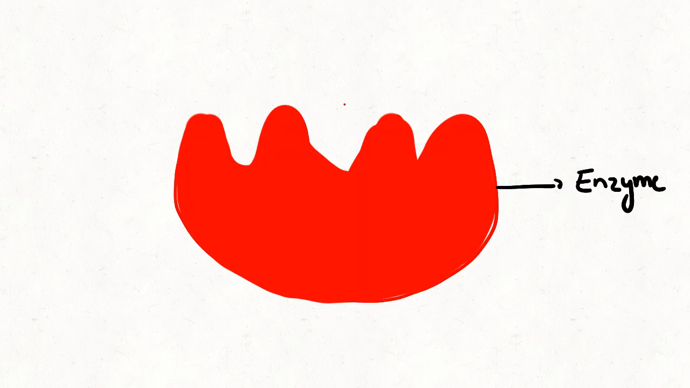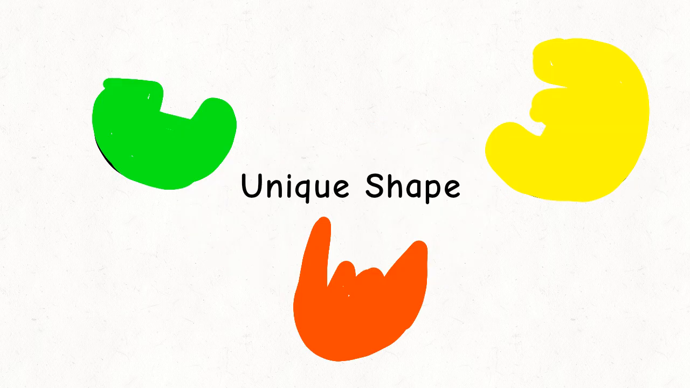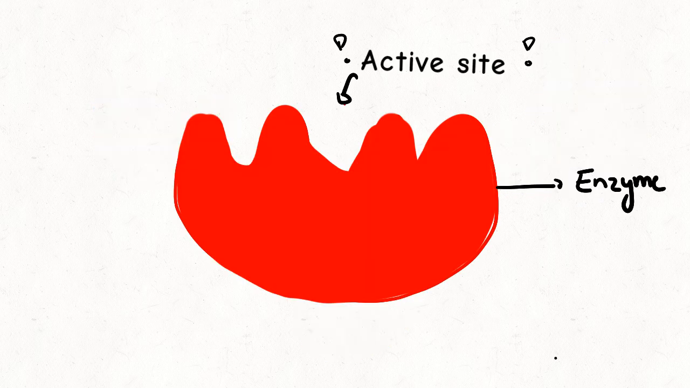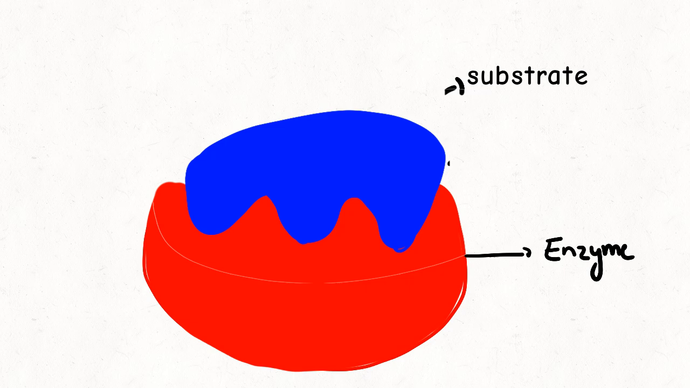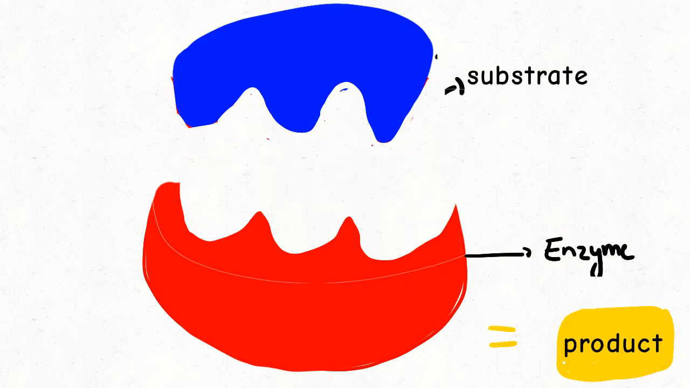But before we begin, let's quickly go over what an enzyme is. An enzyme is a protein that speeds up chemical reactions in our cells. Each enzyme has its unique shape, and the most crucial part is the active site. At the active site, the substrate, which is the molecule the enzyme acts on, fits perfectly and helps the enzyme convert it into a product. Once the product is formed, the enzyme is ready to work again.